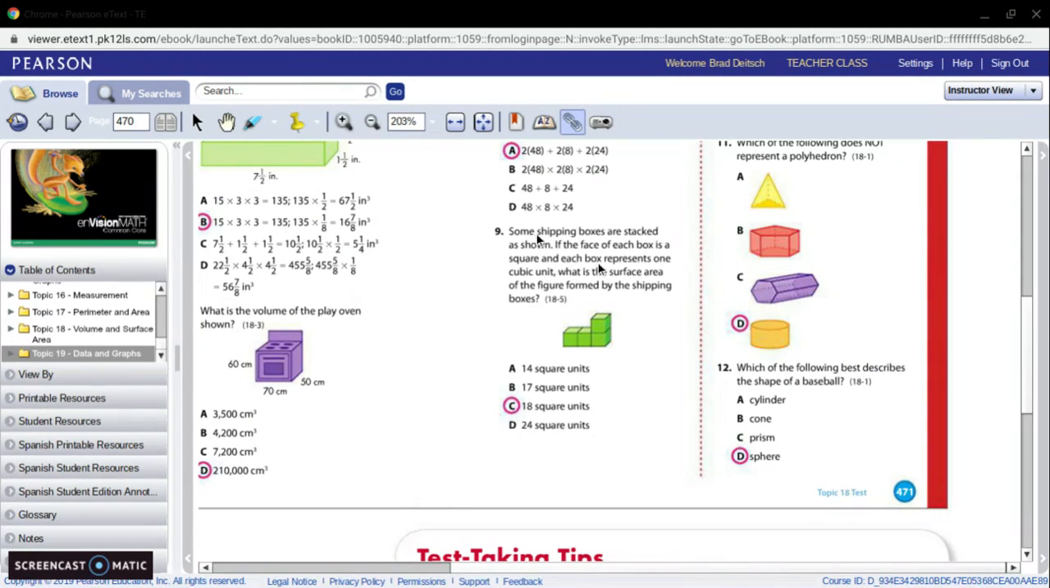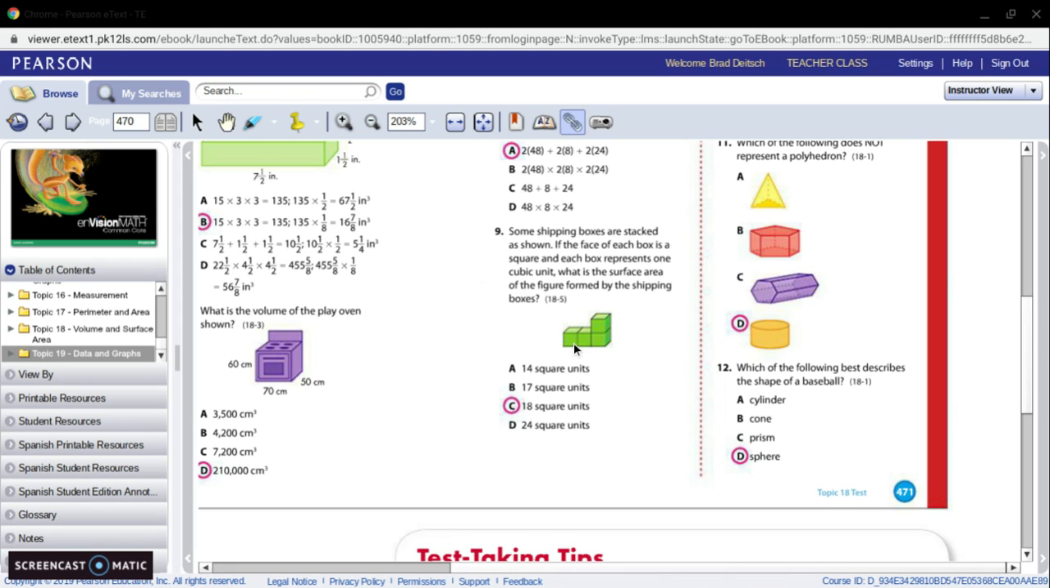All right, so this is tough, right? It says some shipping boxes are stacked as shown. So technically, guys, this is the lesson that we skipped, so I'm not going to put this on the test, but I thought you guys would still be able to figure this out. If the face of each box is a square and each box represents 1 cubic unit, what is the surface area?